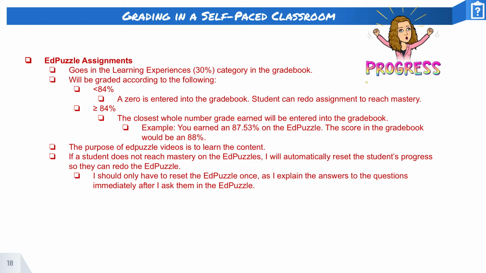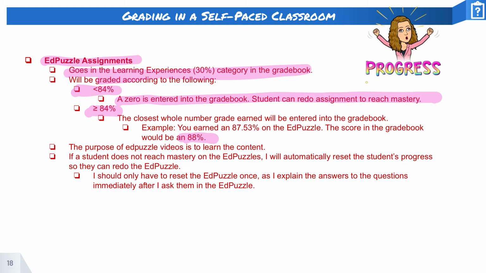The Edpuzzle assignments go in the learning experience category, which is the 30% category in the Infinite Campus gradebook, and will be graded according to the following. If they get less than an 84, a 0 is entered in the gradebook, and students can redo the assignment in order to reach mastery. If they get above an 84, the closest whole number grade earned will be entered in the gradebook. So for example, if they earned an 87.53 on the Edpuzzle, the score in the gradebook would be an 88.